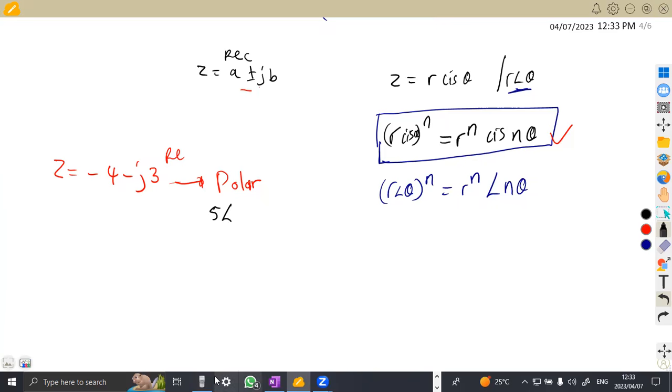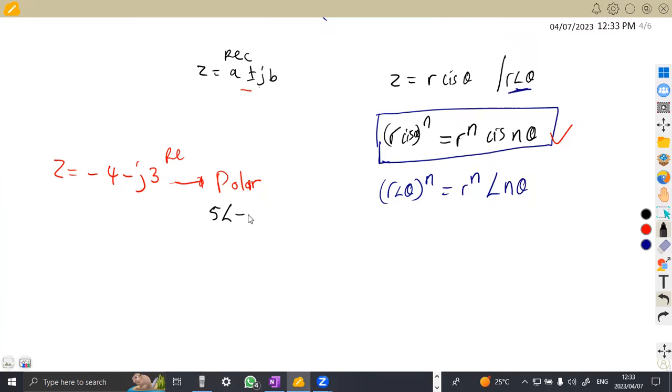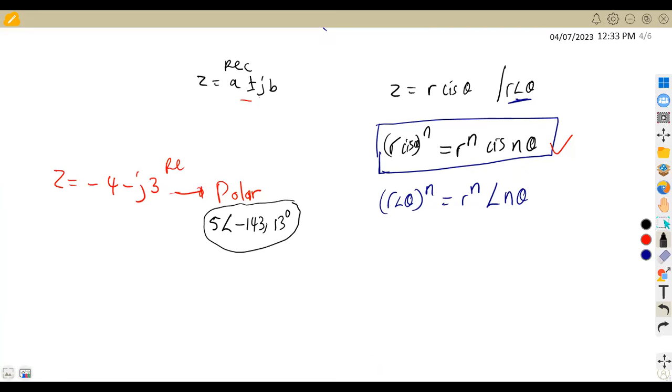We are also given the angle here, minus 143.13 degrees. Okay, so this is what we have in polar form. But how are we supposed to convert without a calculator in this case? How are we supposed to convert this to polar form?